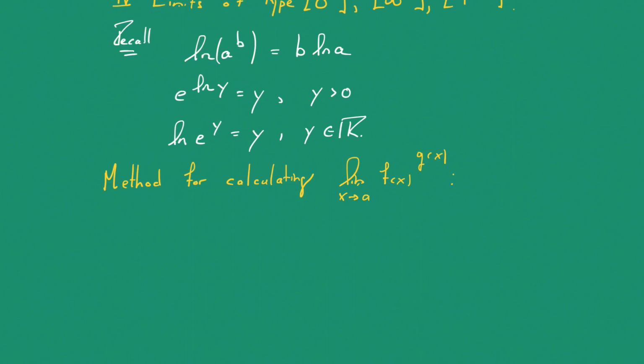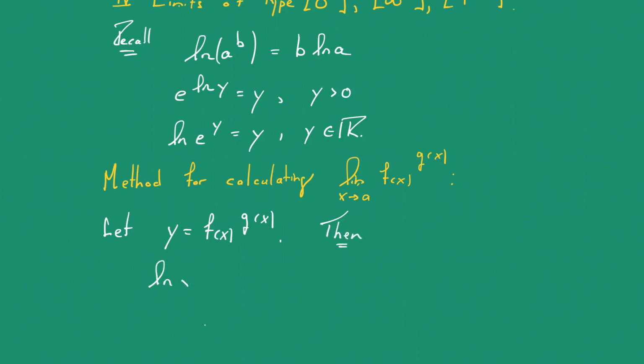All right, so here is the method that we'll use to calculate a limit as x tends to a, where a could be plus or minus infinity, of f of x to the g of x, when this limit is one of the indeterminate types that we mentioned above. So what are we going to do? Well, we're going to start by letting y equal the function we're interested in. So we'll let y equal f of x to the exponent g of x.